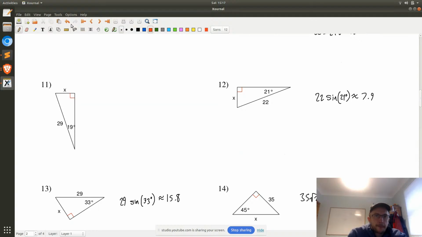Okay. Who's involved? Opposite, hypotenuse. So sine of 19 degrees is x over 29. So to get x, just do like that. I think I divided it, which is wrong. And then it'd be 29 times sine of 19, which is about 9.4.